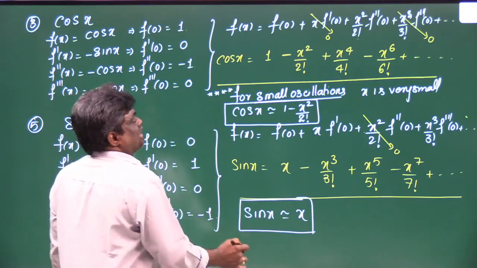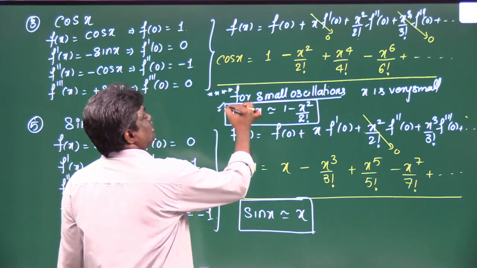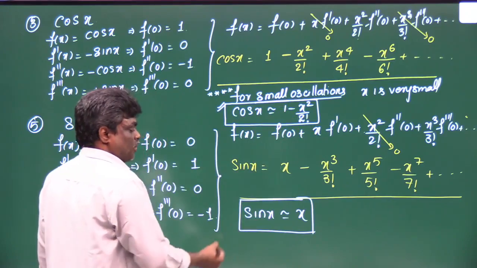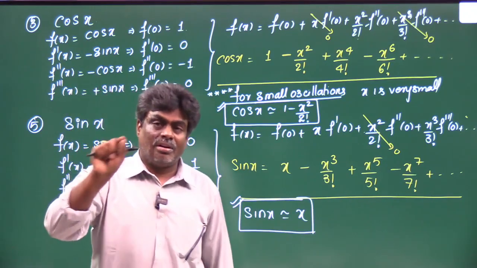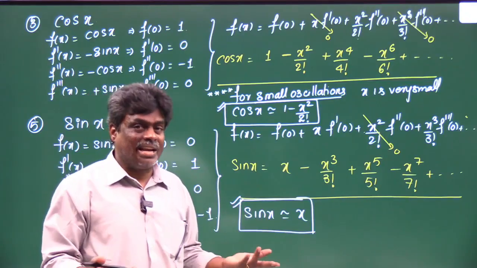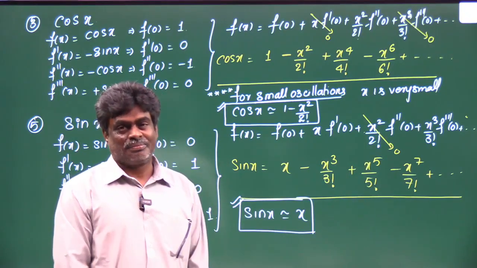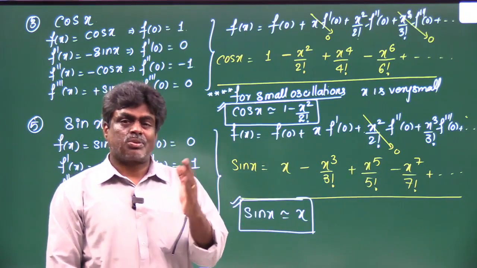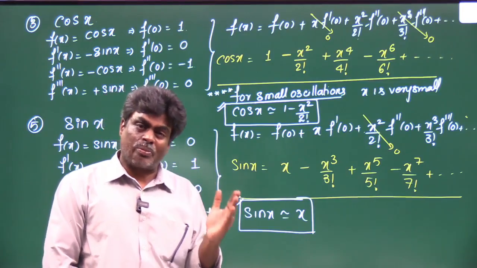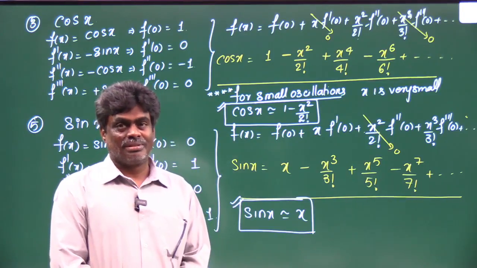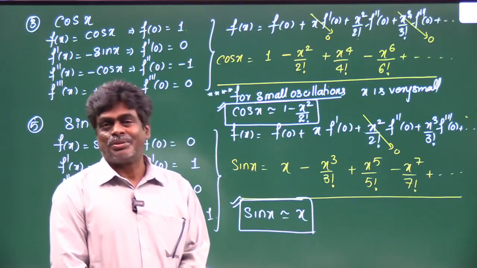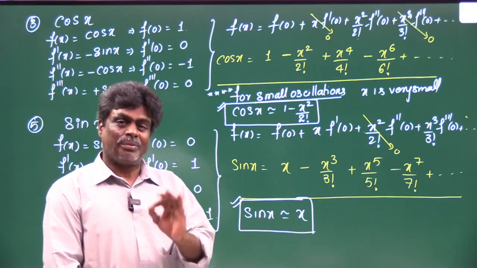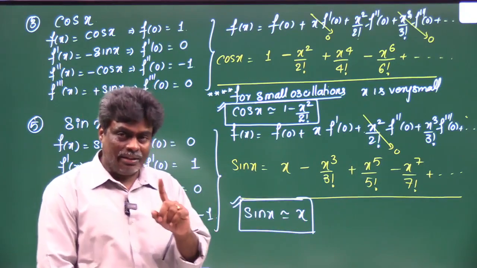So meanwhile, just remember, for small oscillations, cos x is nearly equal to 1 minus x square by 2 factorial and sin x is nearly equal to x. Because in the sine, there is no second order. For cos, 1 minus x square by 2 factorial plus x power 4 by 4 factorial, and so on. Sin x is x minus x cube by 3 factorial. There is no second order term, that's why we have to take only x. Clear?